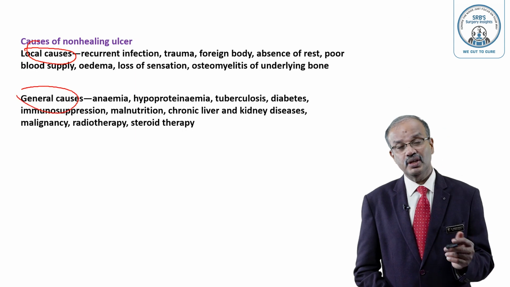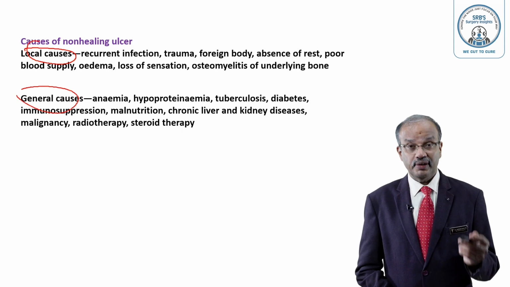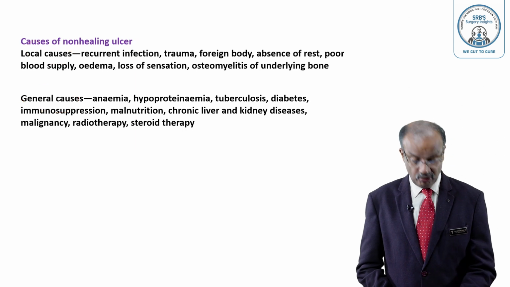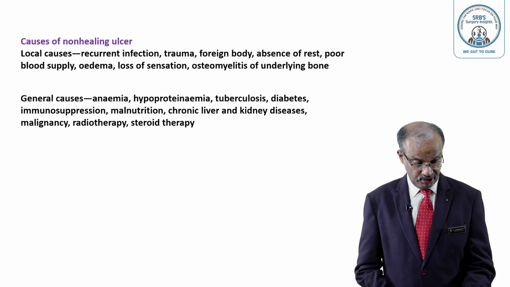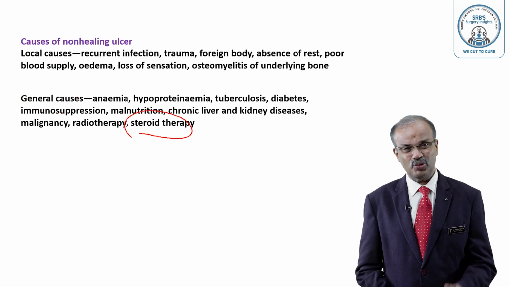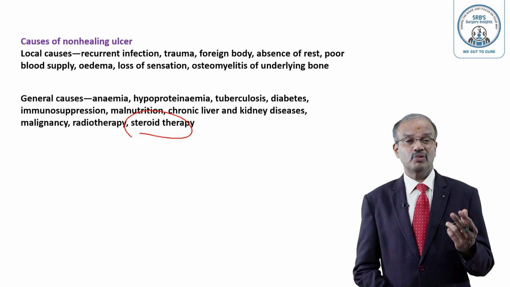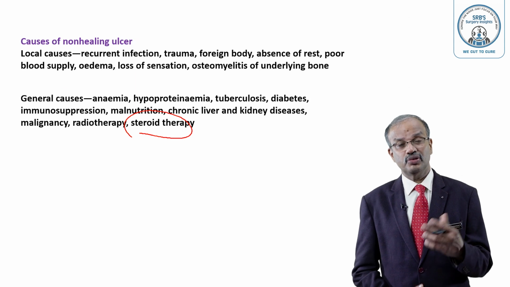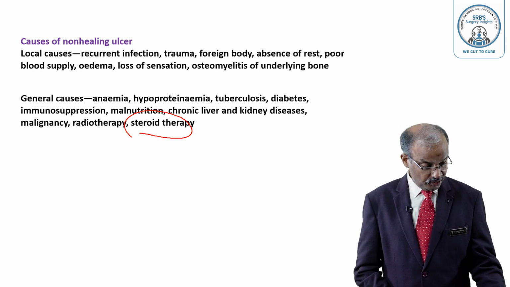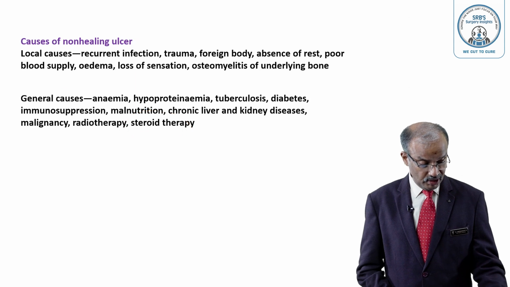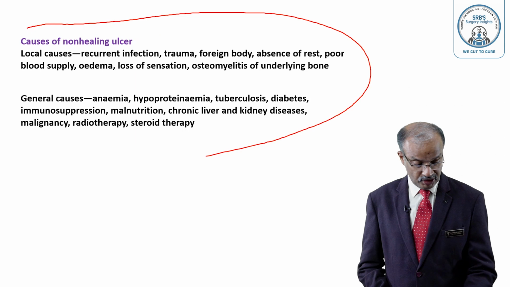General causes, all of you know: anemia, albumin level, tuberculosis, diabetes, immunosuppression, malnutrition, chronic liver and kidney diseases, malignancy, radiotherapy. Patients on steroids, mainly, since in many conditions they take steroids: asthma, arthritis, immunological diseases. They use immunosuppression using steroids. In such a situation, infection is very common, so the ulcer may not heal, and if an ulcer is there, it becomes chronic. So these are the different causes which you have to always remember.